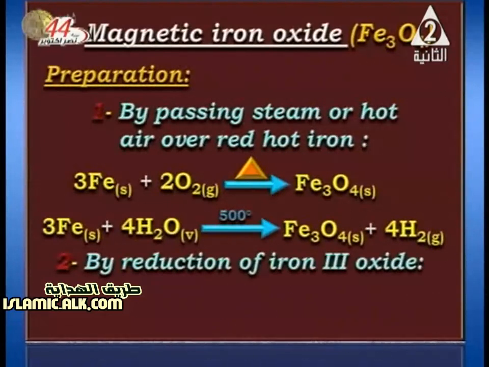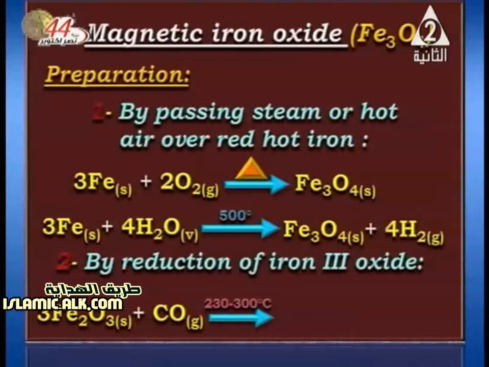Here is the reduction of iron 3 oxide into magnetic iron oxide. As the equation proceeds on the screen, iron 3 oxide plus carbon monoxide at temperatures ranging from 230 to 300 degrees Celsius gives magnetic iron oxide, releasing carbon dioxide gas.